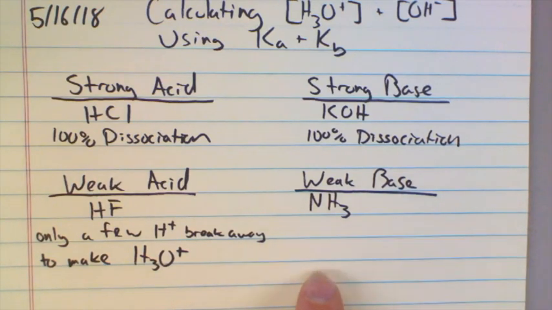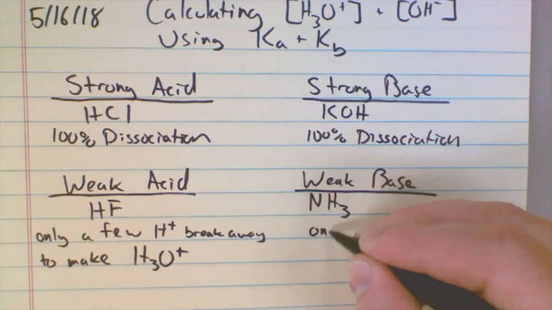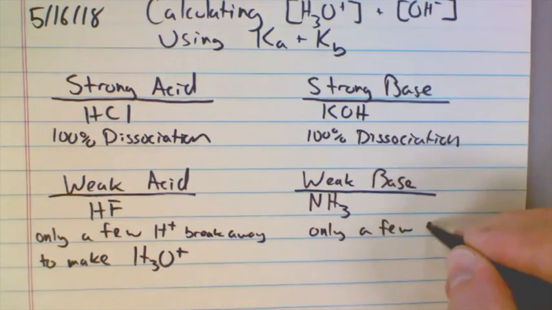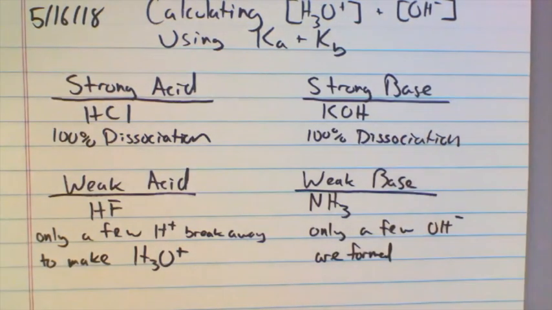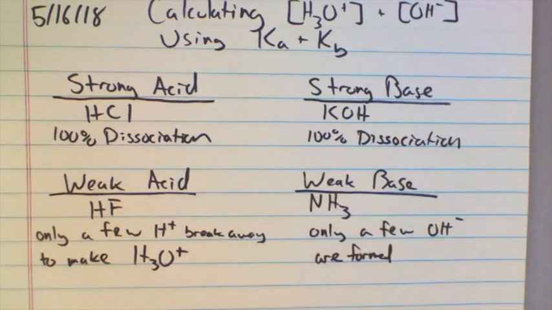Weak base, what's going to happen there? When we drop a weak base in water, what happens? It mixes, yeah. But what else happens? What happens to the water? We get hydroxide to form. Only a few hydroxide form, because remember, a base is a proton acceptor. So NH3 strips off a hydrogen from water to turn into ammonium, NH4, leaving behind hydroxide ions.